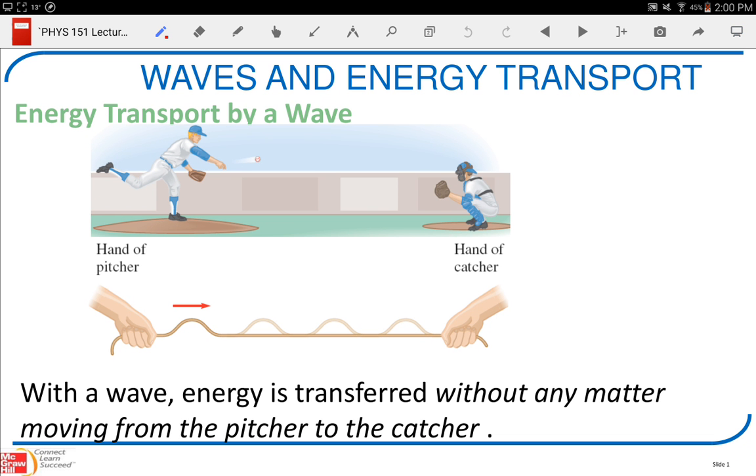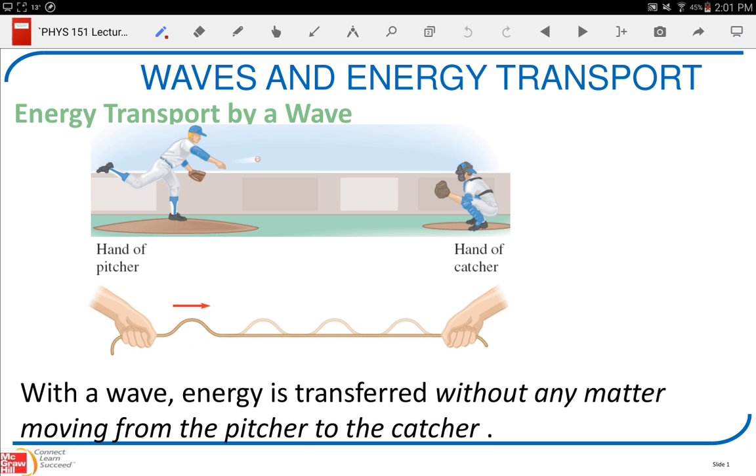The examples shown here, the pitcher throwing the ball, is energy being transported by the ball? I would say yes, because the pitcher does work on the ball and gives it kinetic energy. The ball then travels through the air and comes to the catcher, and it does work on the catcher. So it delivered energy to the catcher. But it's not a wave, because a wave wouldn't have the actual material transported. Right? The ball is the material and it was transported.